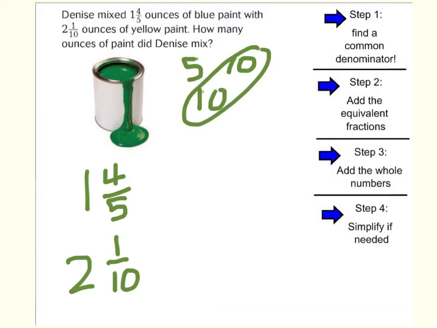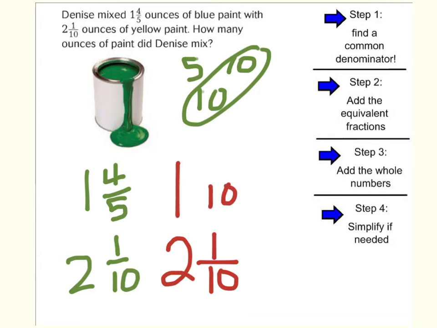So I need to make my equivalent fractions. So this would be 2 1/10, that would remain the same. And this one, the 1 would remain the same. But to get from 5 to 10, I would do times 2. And what I do on the bottom, I have to do on the top. So this would be 1 8/10.